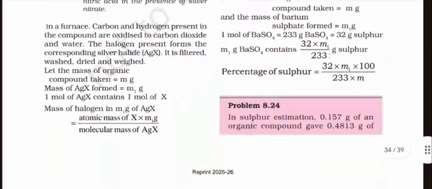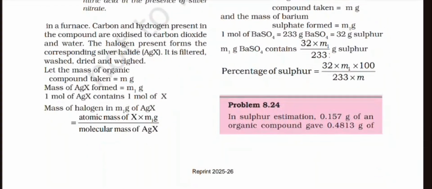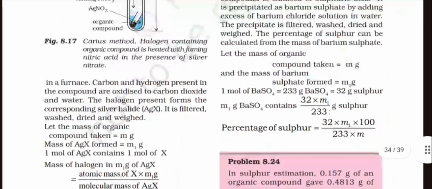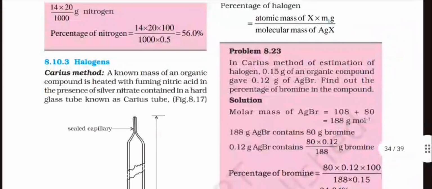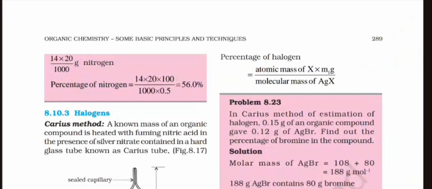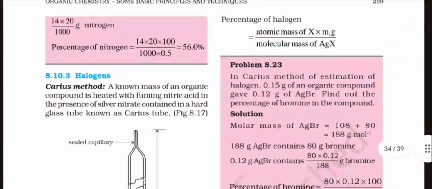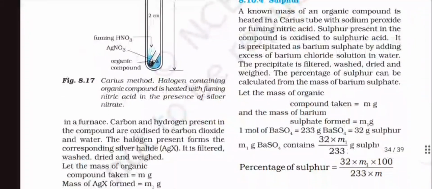Let the mass of organic compound taken be m g. Mass of AgX formed is m1 g. 1 mole of AgX contains 1 mole of X. Mass of halogen in m1 g of AgX is equal to atomic mass of X into m1 g by molecular mass of AgX. Percentage of halogen is equal to atomic mass of X into m1 into 100 by molecular mass of AgX into m.